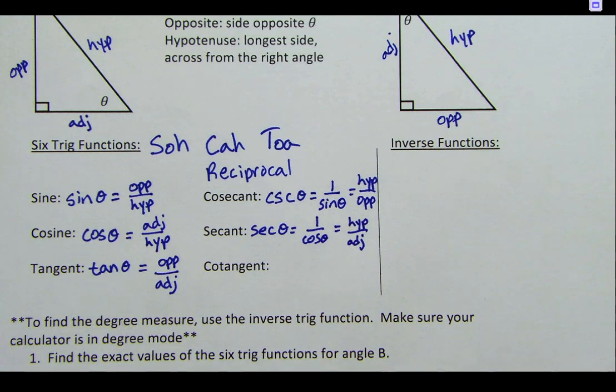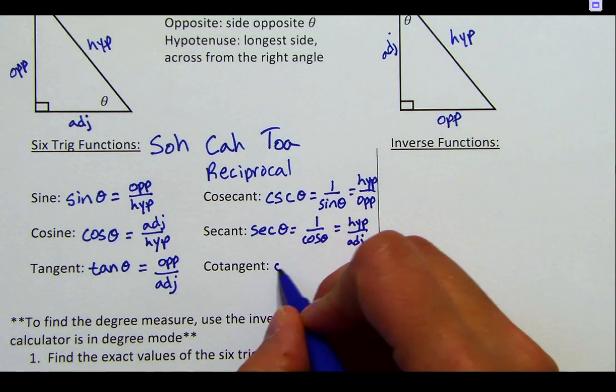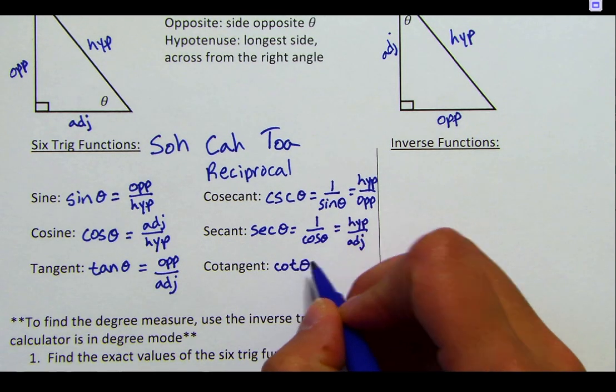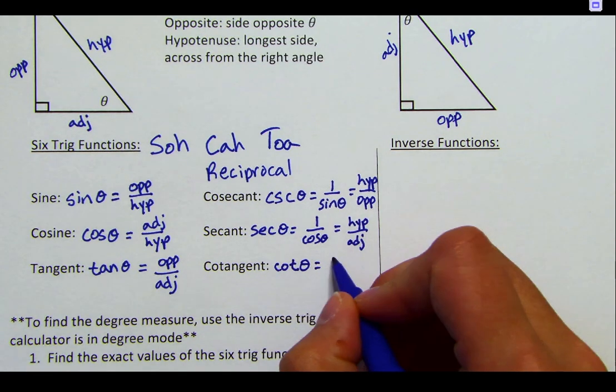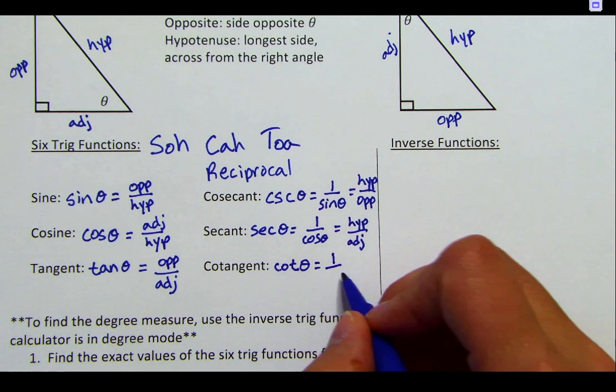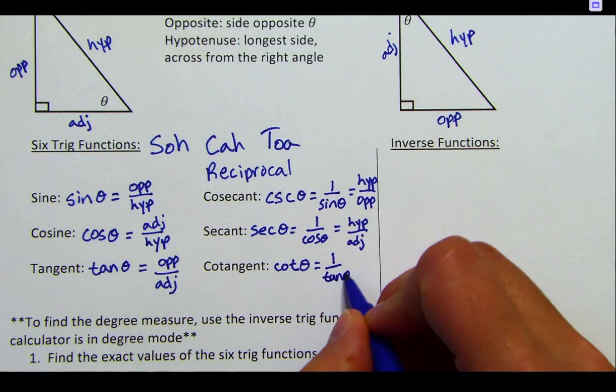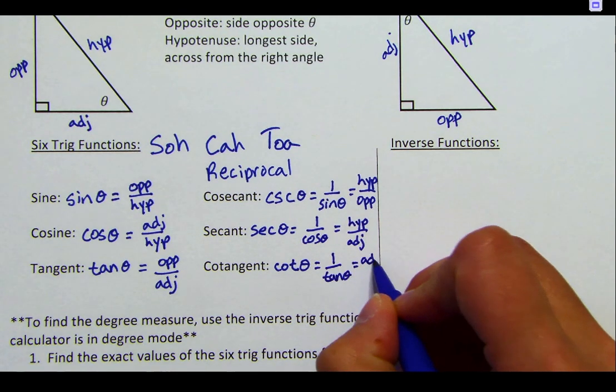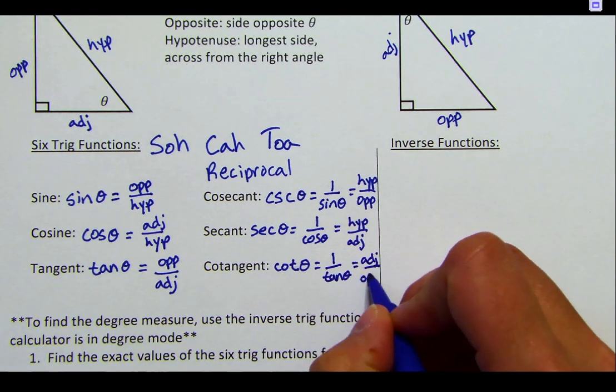And then the abbreviation for cotangent is COT. Okay. And this is the reciprocal to tangent, so 1 over tangent, or we would think of it as adjacent over opposite.